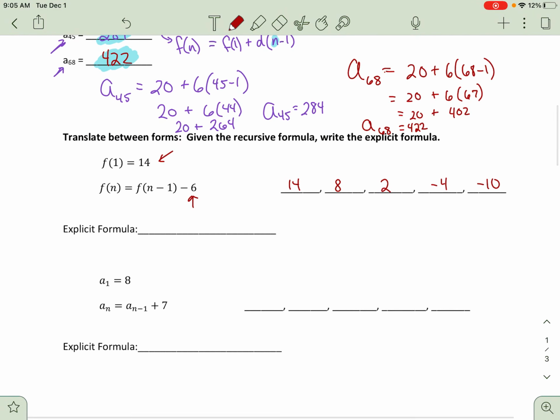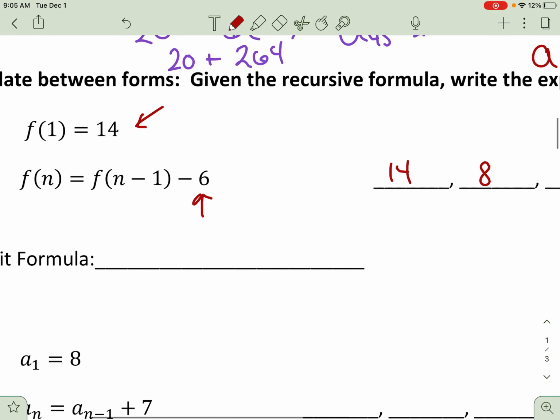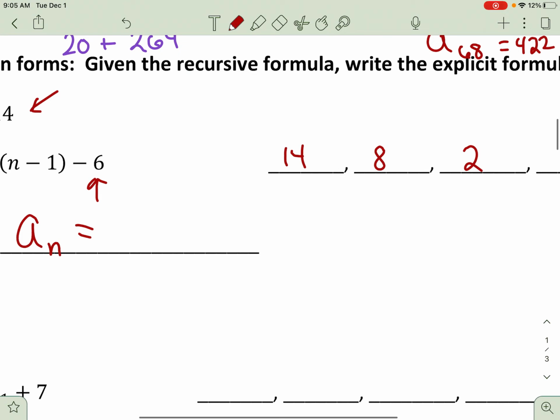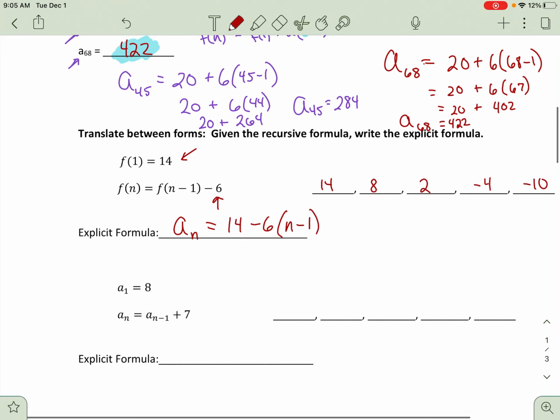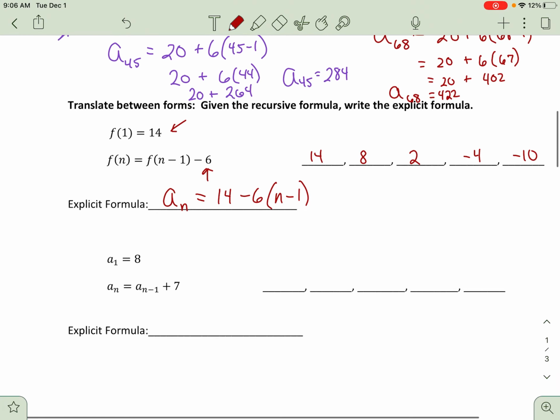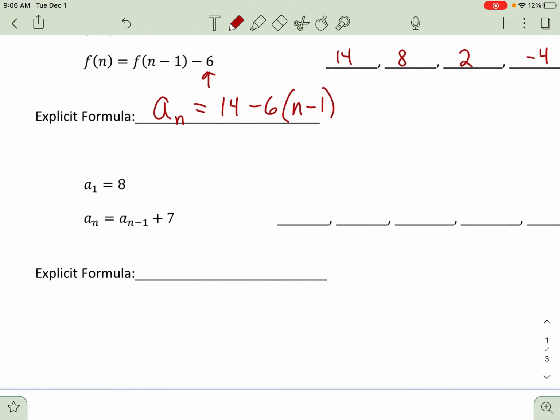So now we have to write the explicit formula. Well, remember, the explicit formula is a sub n, or f of n, whichever one you prefer, equals the first term plus the common difference. Well, in this case, it's negative 6, so minus 6, times n minus 1. So there's our explicit formula. Okay. All right, so now let's do the same thing for this one.